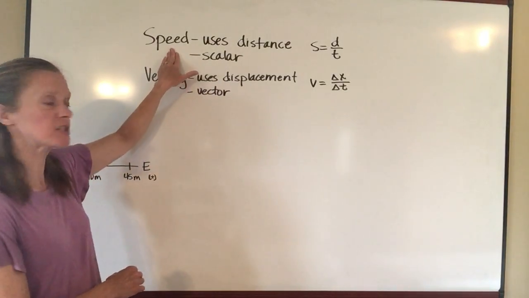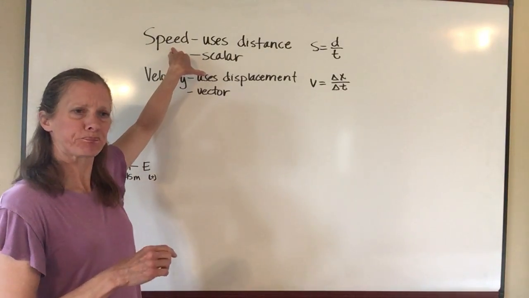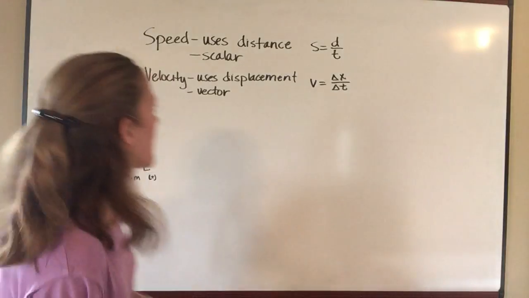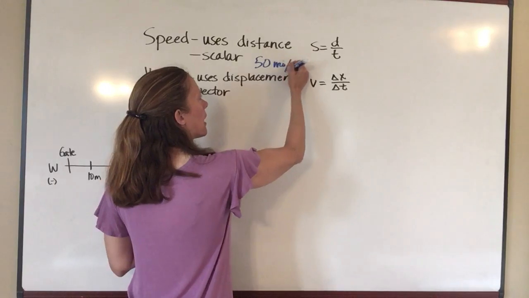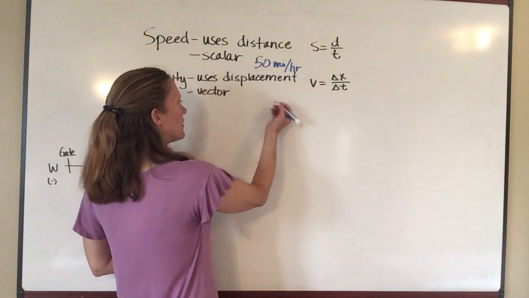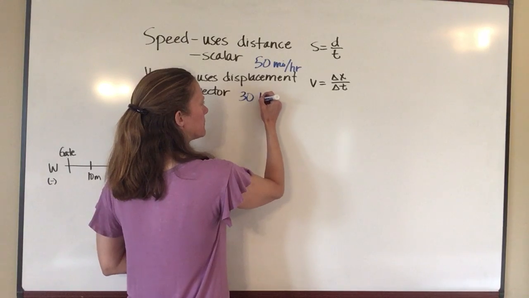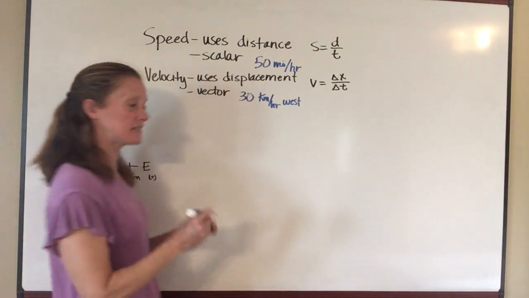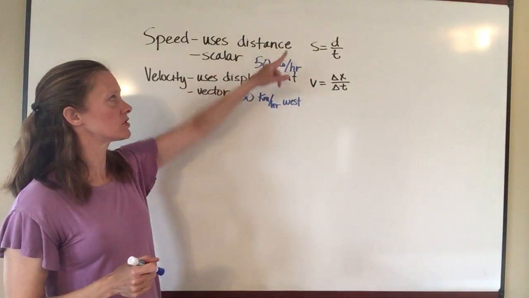So anytime you write a speed, you're just going to have a magnitude. You're going to have like 50 miles per hour or 6 meters per second. So I'll write an example of that up here. So maybe you would have 50 miles per hour. Whereas if you're talking about velocity, then you're going to have a direction involved. So it might be 30 kilometers per hour to the west. Okay, so there's definitely a difference between the two of these, because this involves displacement, this involves distance.